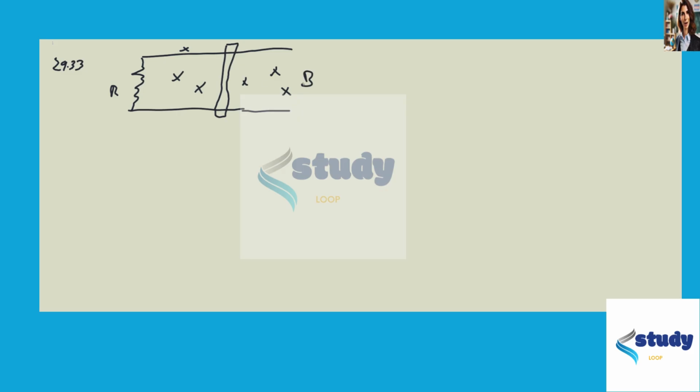Okay, so we're doing chapter 29, problem 33. In this problem, we have a circuit with a resistance R, and these two wires are connected by a free-moving metal bar. And this is all in a B field that is pointing into the page.